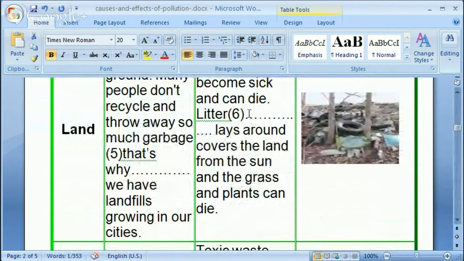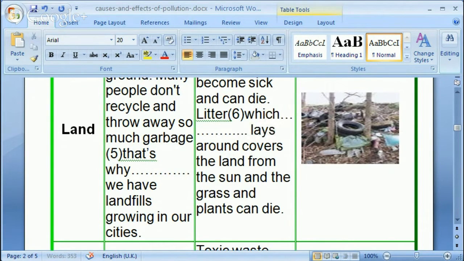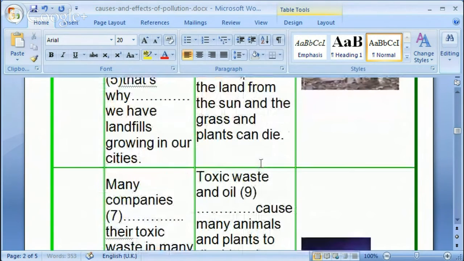does it make sense? Litter, which lays around, covers the land from the sun, and the grass and plants can die. Okay. Makes sense. This litter which lays around covers the land from the sun and the grass and plants can die. It might have been helpful if there was a comma here. It would be better to have a comma here. This would make it a little more clear.